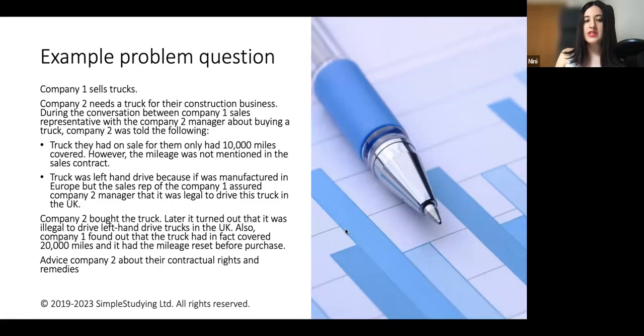The truck was left-hand drive because it was manufactured in Europe, but the sales representative of Company 1 assured the Company 2 manager that it was legal to drive this truck in the UK. Company 2 bought the truck after this representation was made. Later, it turned out that it was illegal to drive left-hand drive trucks in the UK. Also, Company 2 found out that the truck had in fact covered 20,000 miles and had the mileage reset before purchase. So advise Company 2 about their contractual rights and remedies.